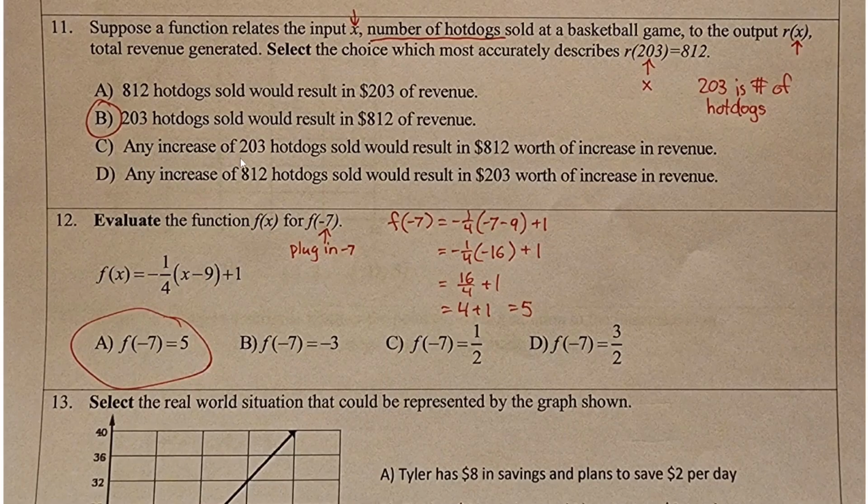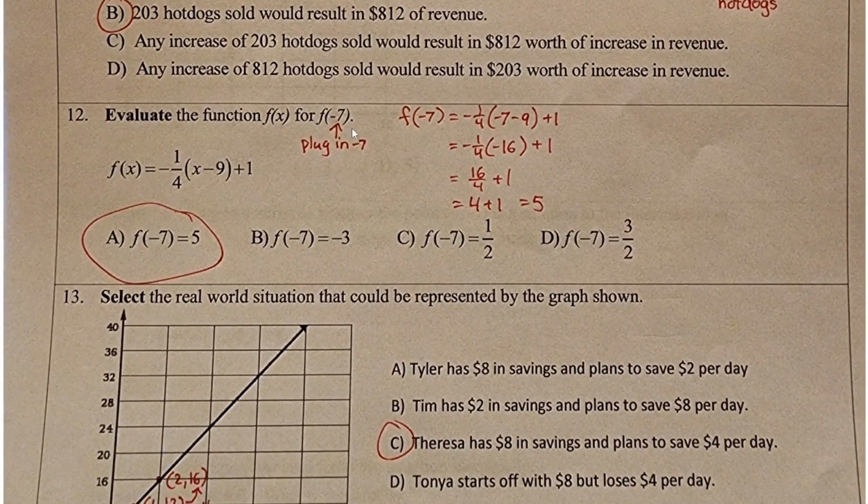It might be tempting to say C, but no, let's not overthink it. It's just you sell 203 hot dogs, you get $812. That's it. So done.